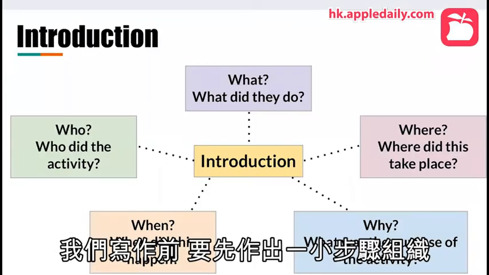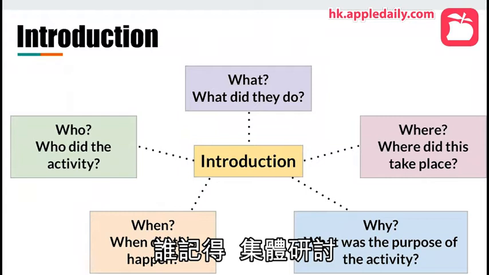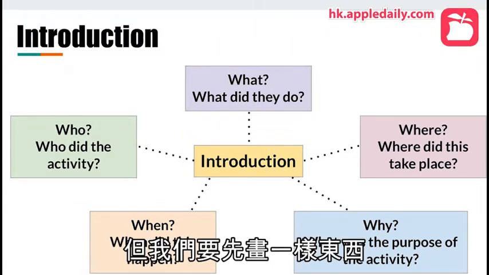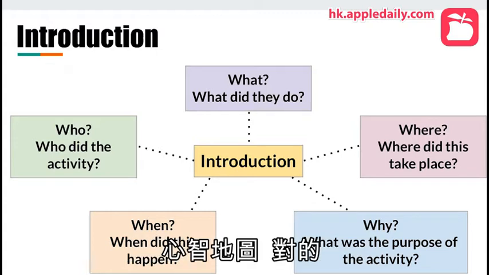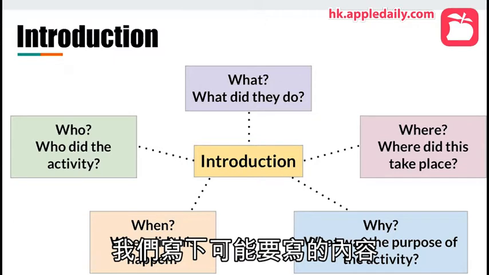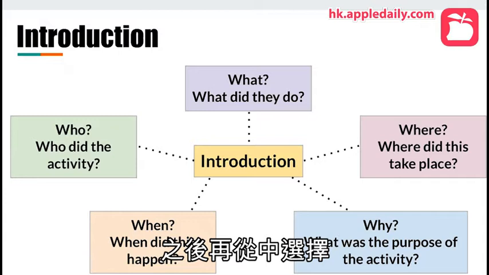Before we actually write, we do a little something to organize it. Who remembers? Brainstorming, but usually we draw a little something. A mind map. Yes, a mind map. So we draw a mind map so that we can write down all of the stuff that we might want to write about. Then we can select it next.